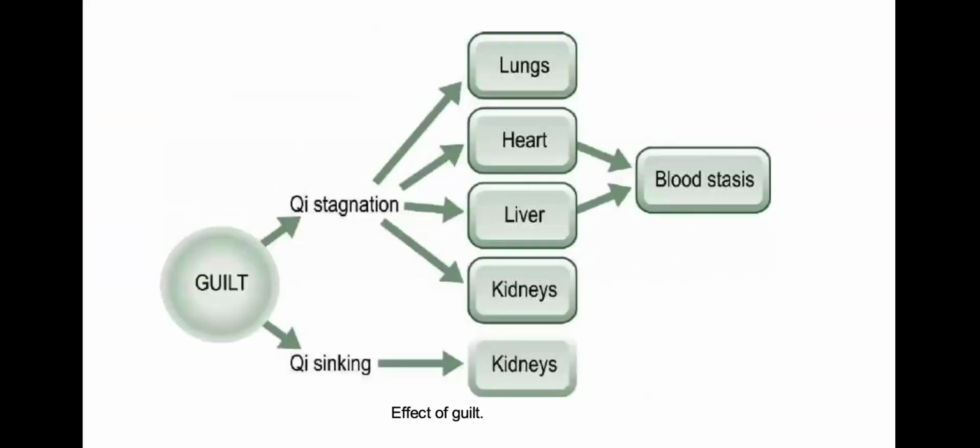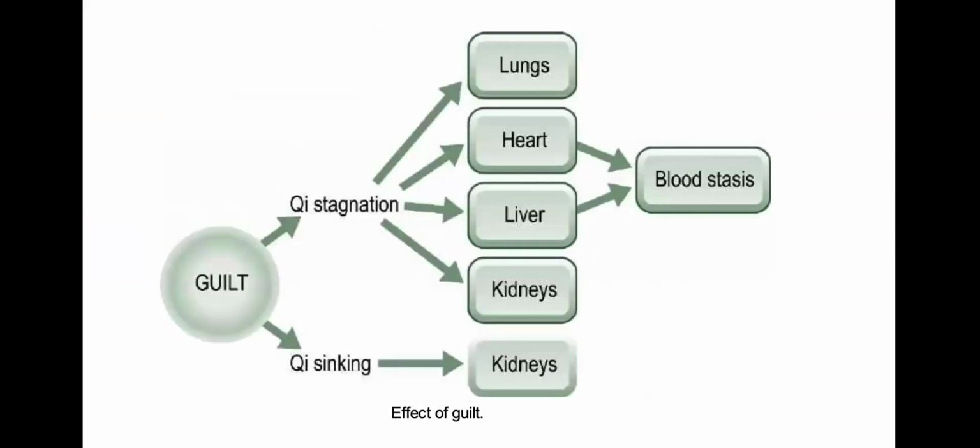The tongue has a red tip and possibly purple body. The pulse is deep, weak on the kidney positions, possibly slightly overflowing on the heart position, and choppy without wave. It may also be firm. When guilt results from repressed anger, the pulse will be wiry.